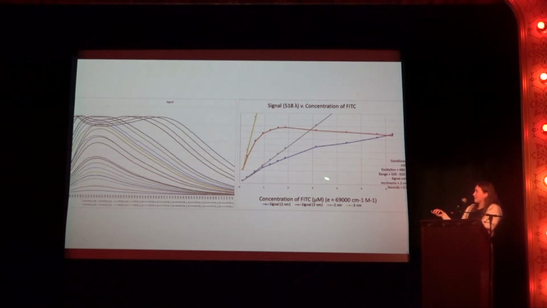And this is FITC, which is a really fluorescent dye. I think I have pictures of it on the next slide. And basically, I used it to measure the linearity of the machine. And so the yellow line here is what the orange line should have looked like, which it didn't. And then same with the gray and the blue. So as you can see, it wasn't linear.